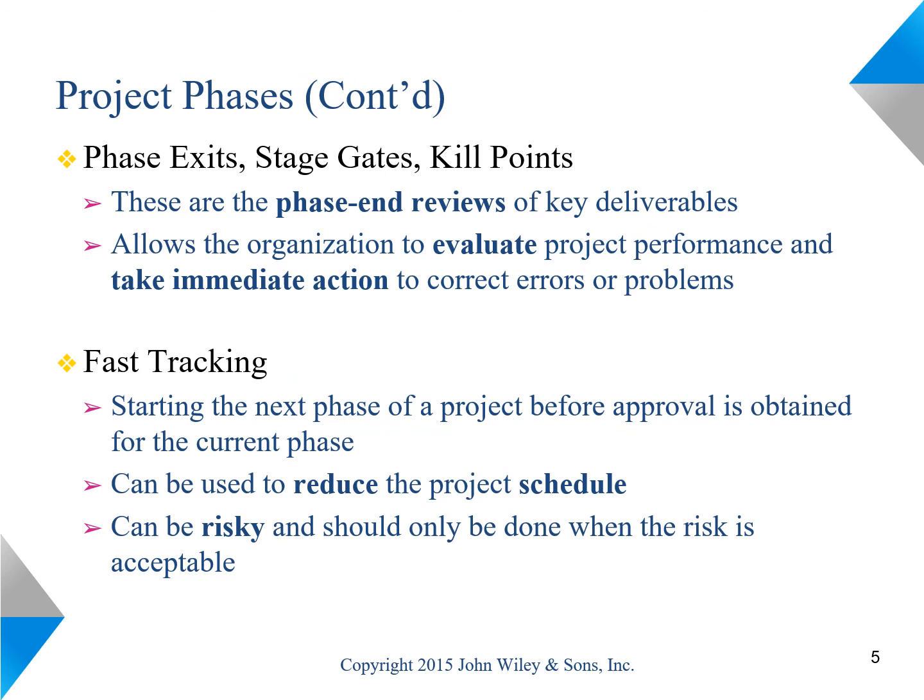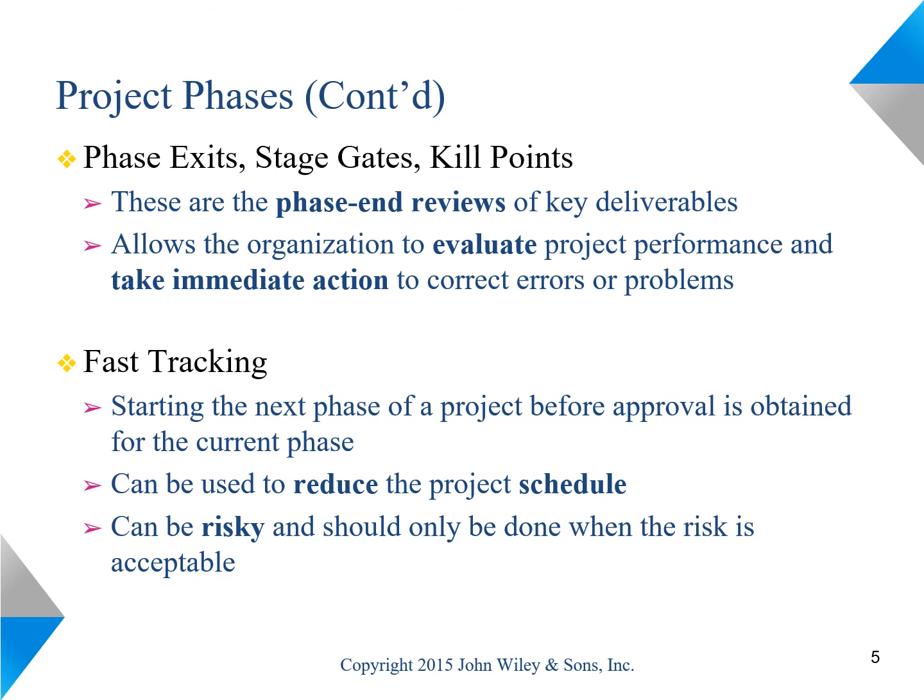At the end of each phase, the key deliverables of a project need to be reviewed. These are referred to as phase exits or stage gates. At each of these gates, the review committee can either approve moving to the next phase, require additional work on deliverables before moving forward, or kill the project, stop the project.